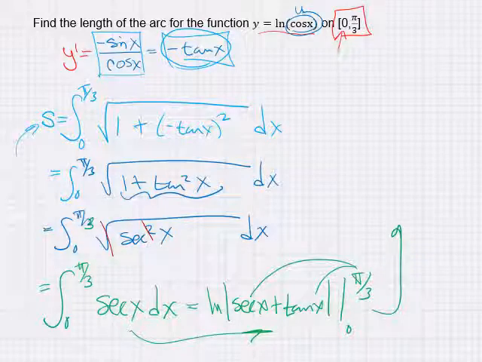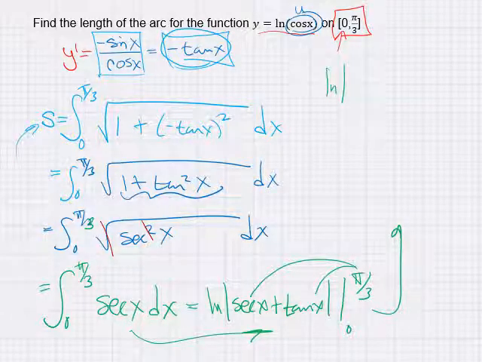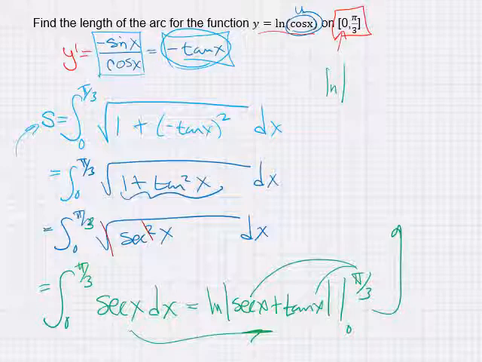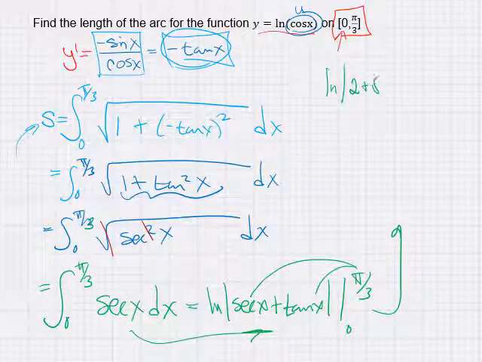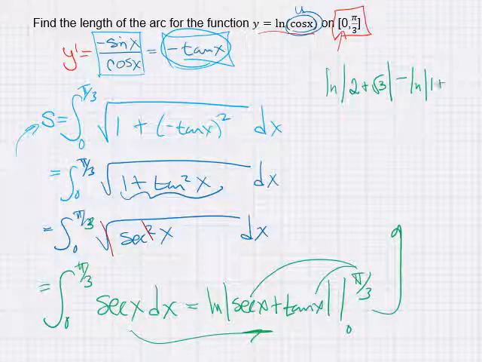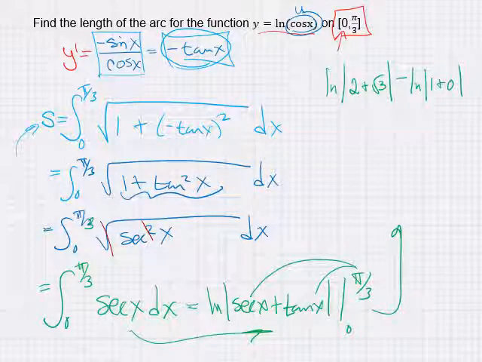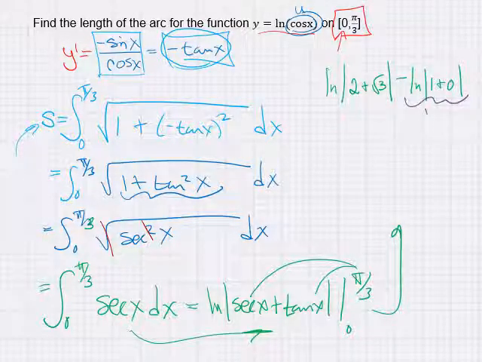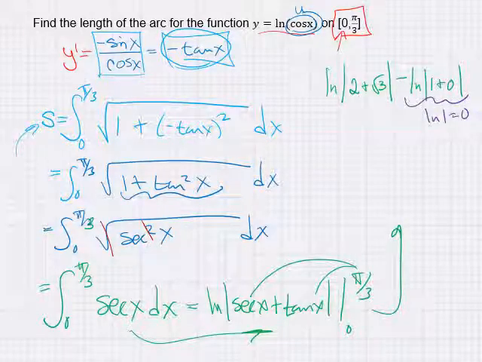So what do we get? We get the natural log of secant of pi thirds. So you should know cosine of pi thirds. Cosine of pi thirds is 1/2. So secant would be 2. Tangent of pi thirds is square root of 3, minus the log of secant of 0. Cosine of 0 is 1, so secant's reciprocal, so secant would be 1 as well, plus the tan of 0 is 0. Now notice that this ends up becoming the natural log of 1, which actually ends up equaling 0.